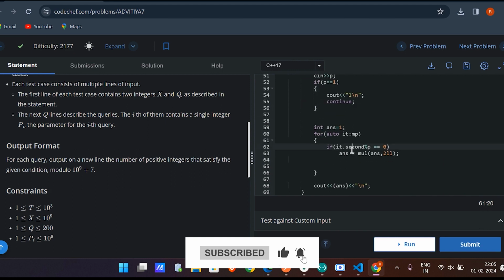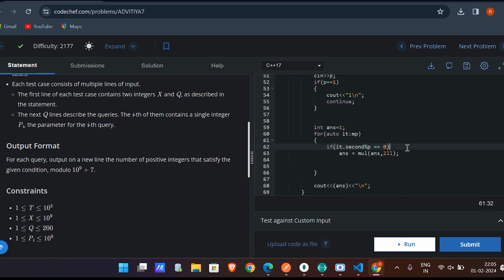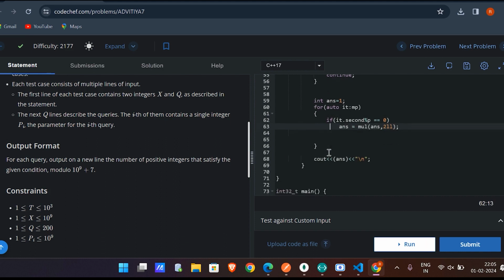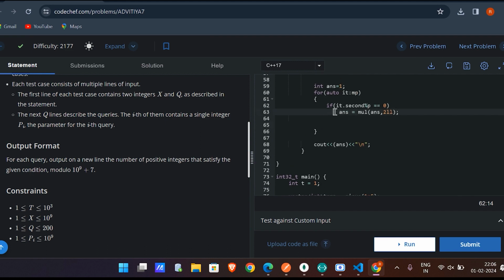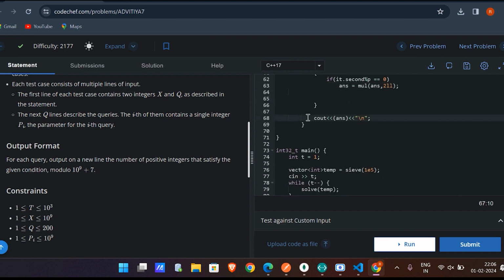But if it is not, then I'll be checking whether the power of one of the prime factors present in x is divisible by p. If so, then we have one more way to represent the power. That's why I'm multiplying by 2, because it will have two ways to represent the power. And after that I'm just printing my answer. If it is not divisible by p, then we will have only one way, so multiplying by 1 doesn't affect anything. If it is divisible, then only I'm multiplying with 2, and after that I'm just printing my answer.